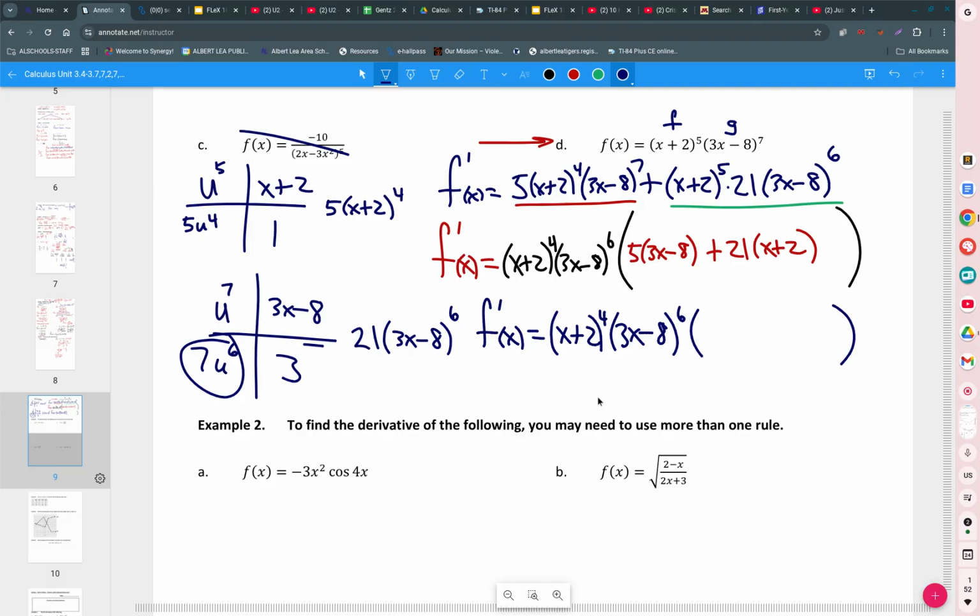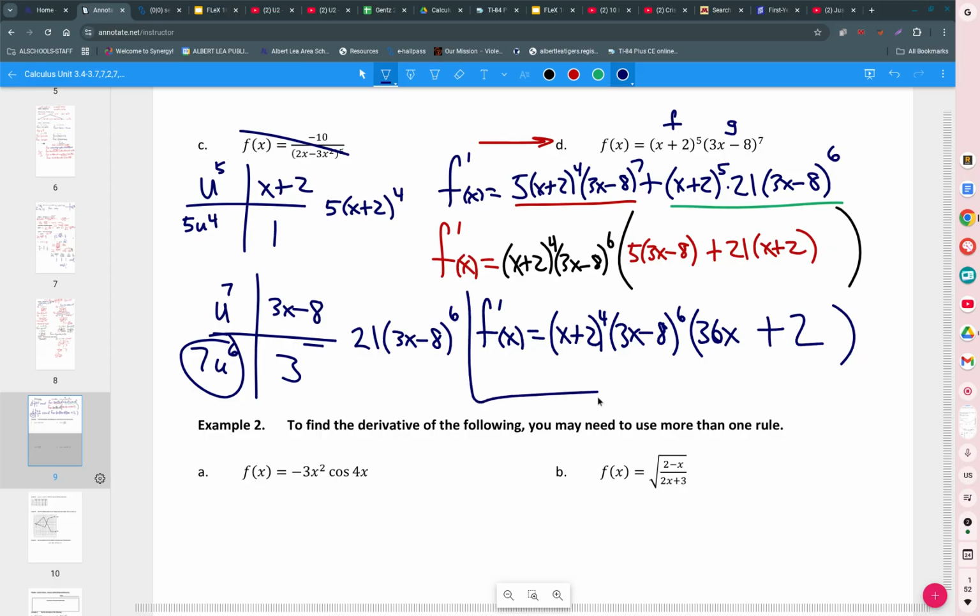And then we need to combine some terms here. And watch how nicely this works out. 5 times 3x is 15x, and I'm going to add that to 21x, which makes 36x. I have 5 times negative 8, which is negative 40, plus 42, which is 2. Now, I suppose you could factor out a 2 if you wanted to, to have an 18x plus 1, but you don't have to.